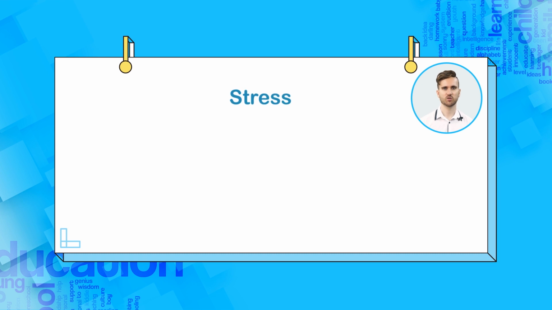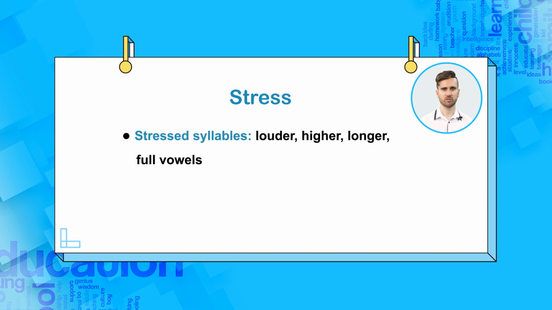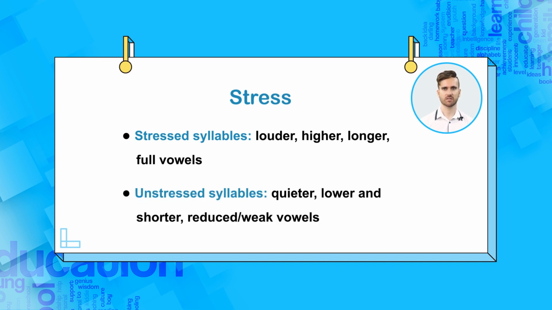Secondly, stress. For words with 2 or more syllables, 1 or more syllables are stressed. Therefore, the other syllable or syllables are unstressed. There are 4 differences between them. Stressed syllables are longer, higher, and louder, and they also have full vowels. In contrast, unstressed syllables are quieter, lower, and shorter, and they have reduced, weak vowels.